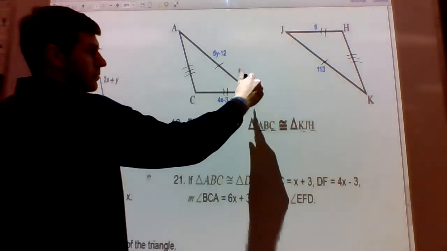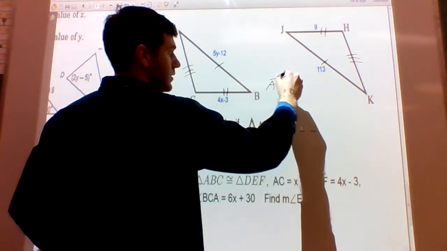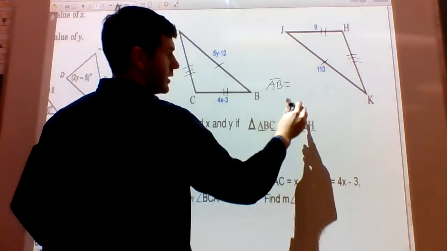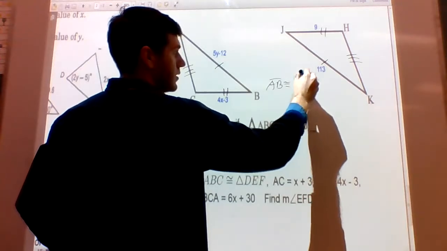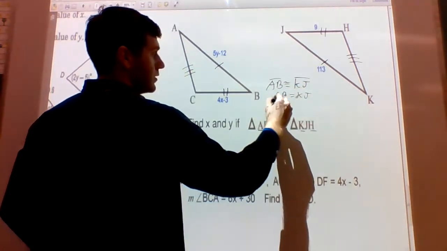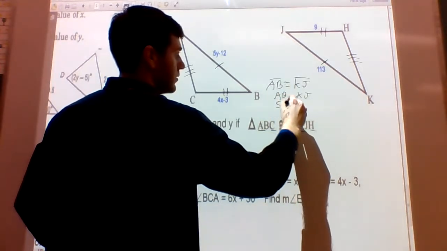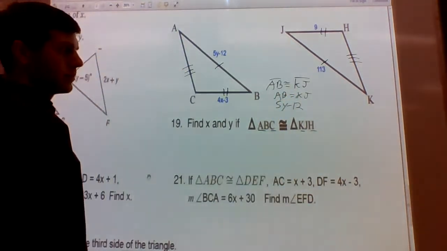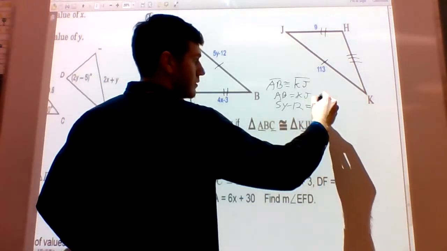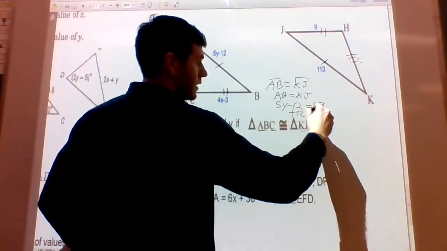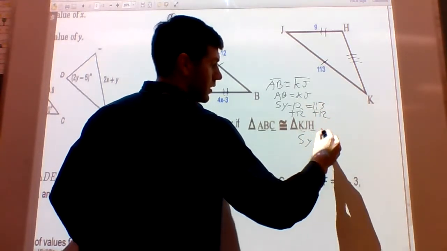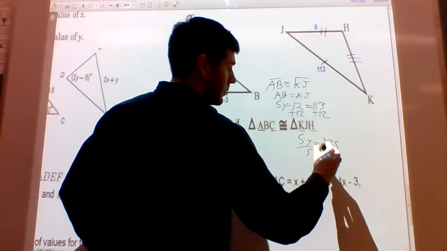So AB is congruent to KJ. So AB is equal to KJ. AB is 5y minus 12. KJ is 113. We add 12 to both sides. 5y is going to be equal to 125, divided by 5.